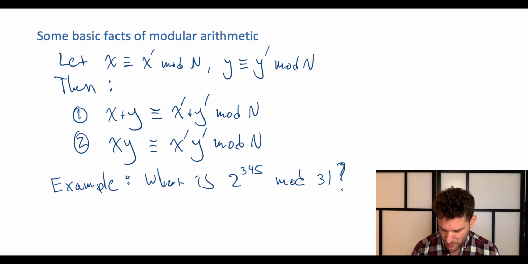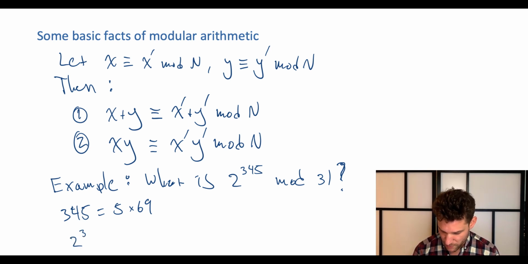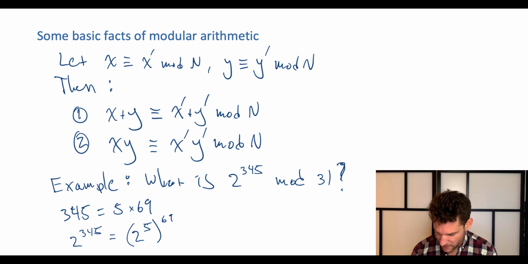Notice that 345 equals 5 times 69. And now I'm going to use this fact, which is very helpful. So 2 to the 345 also equals 2 to the 5, and then I raise that to the 69. I can first do the 5 exponent, then the 69. And what's 2 to the 5? That's actually equal to 32. So this is just equal to 32 to the 69.